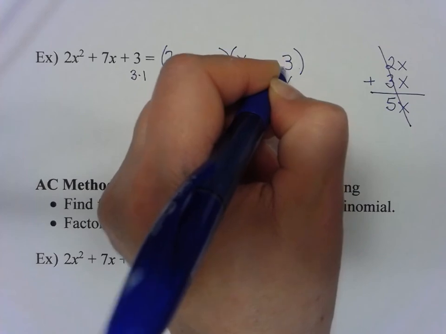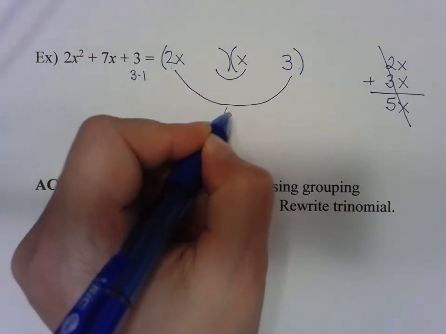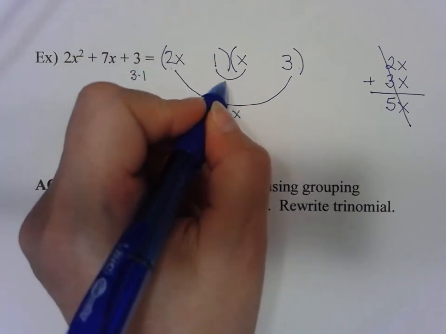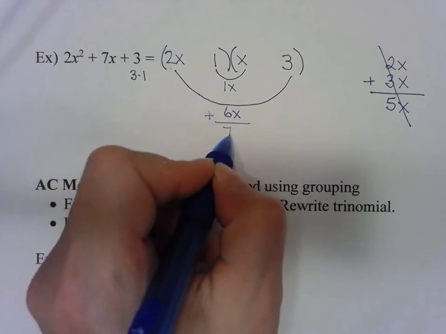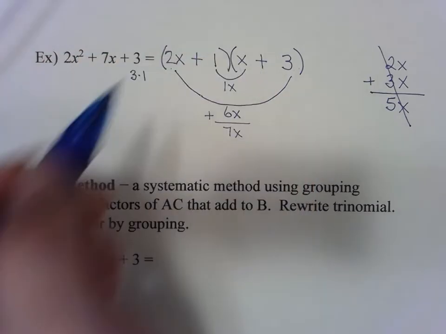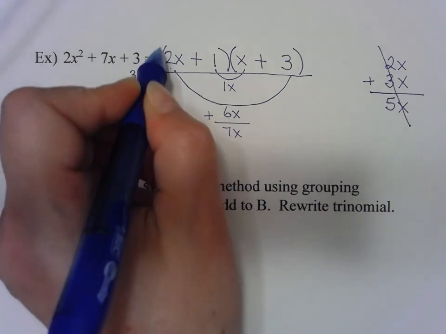So it must be that I need to put the 3 here. 2x times 3 gives me 6x. Put the 1 here. 1 times x gives me 1x. I can make that work. If I add them up, they add up to 7x if they're both positive. Let me do this so you can see the answer better.